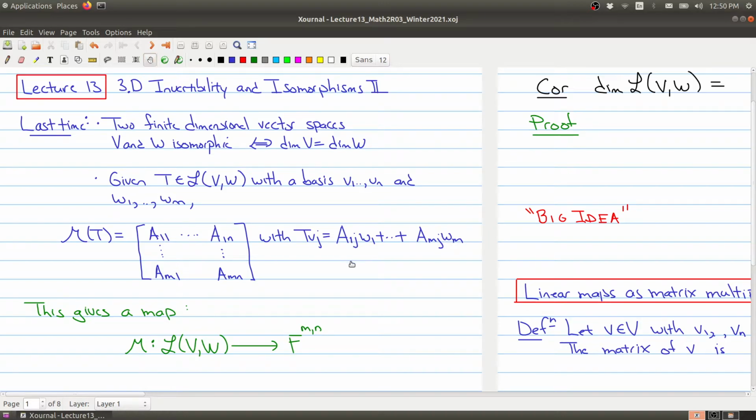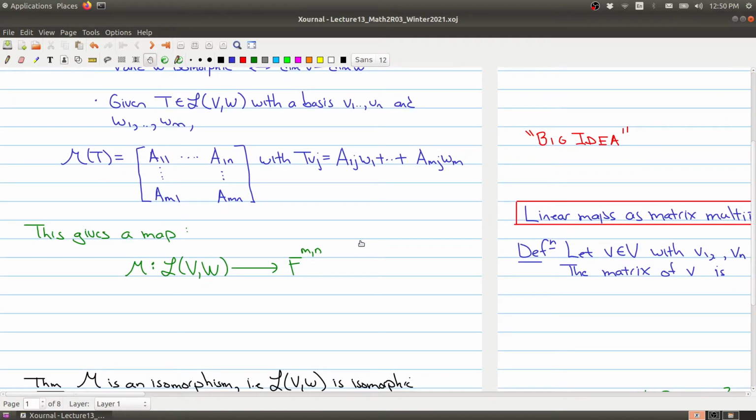Another way to think about what we're doing here is that we're actually giving a map from the set of all linear maps from V to W to the set of all m by n matrices. Remember what this is: all m by n matrices with entries inside of F. So we're taking a linear map T and mapping it over to a matrix M(T). Part of the reason we use this notation is that we can think of it as representing the image of a particular map.